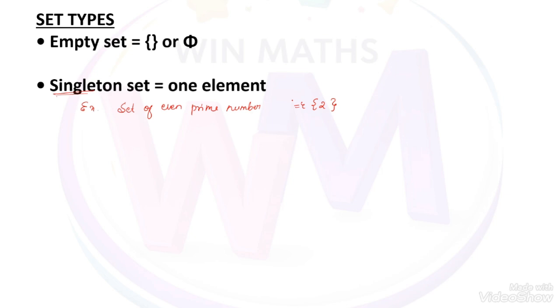Next, finite set. Finite means simply limited elements, or else elements we can count. The objects we can easily count. Another word for this is definite.